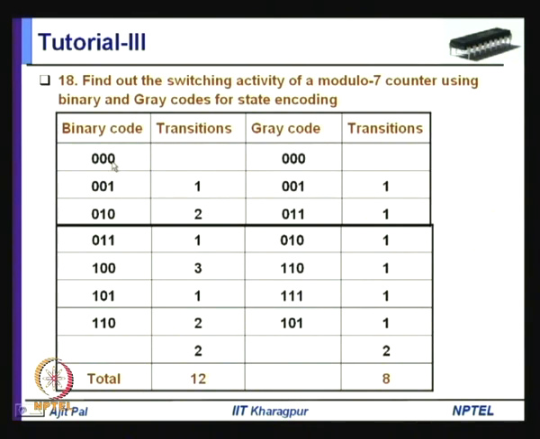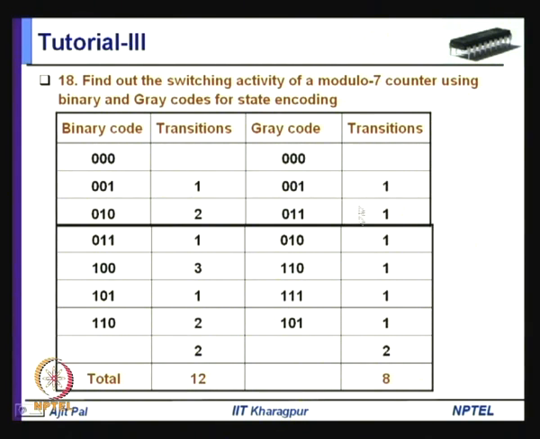If we use binary coding, S0 is 000, S1 is 001, then 010 and so on. It has 7 states because of 7 codes, and whenever it goes from 000 to 001, the transition is 1. Whenever it goes from 001 to 010, the transition is 2 because 2 bits are changing, and from 010 to 011, 1 bit changing, and from 011 to 100, 3 bits changing, and from 100 to 101, 1 bit changing, and from 101 to 110, 2 bits changing, and whenever it goes from 110 to 000, 2 bits changing. So, the number of transitions is 12.